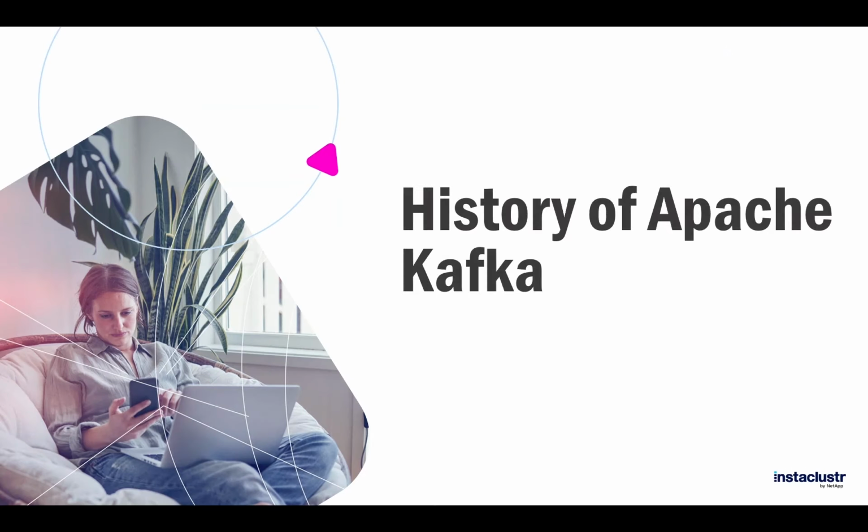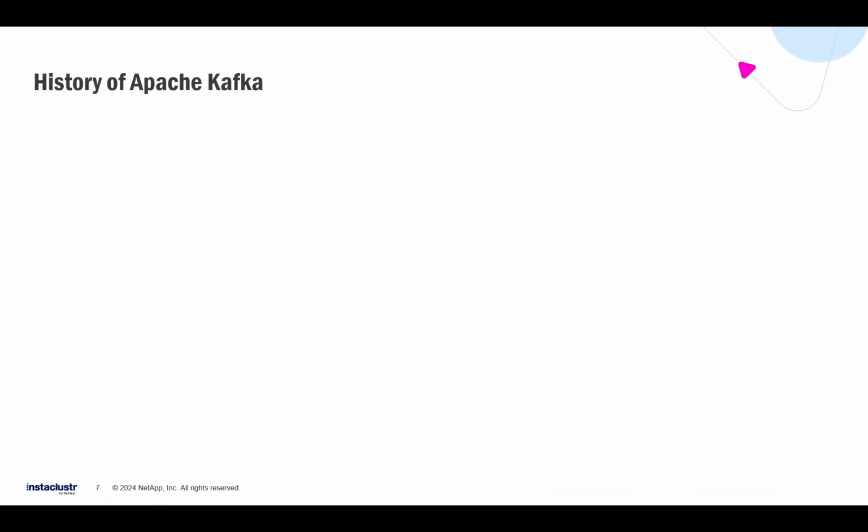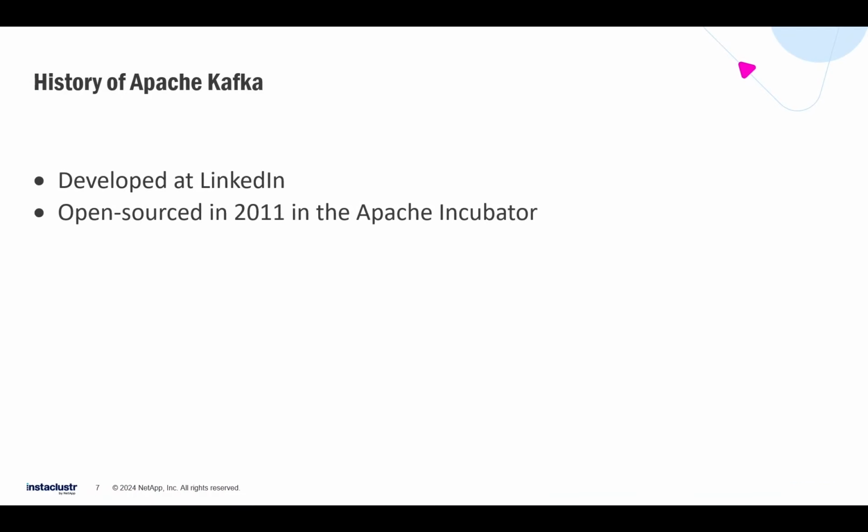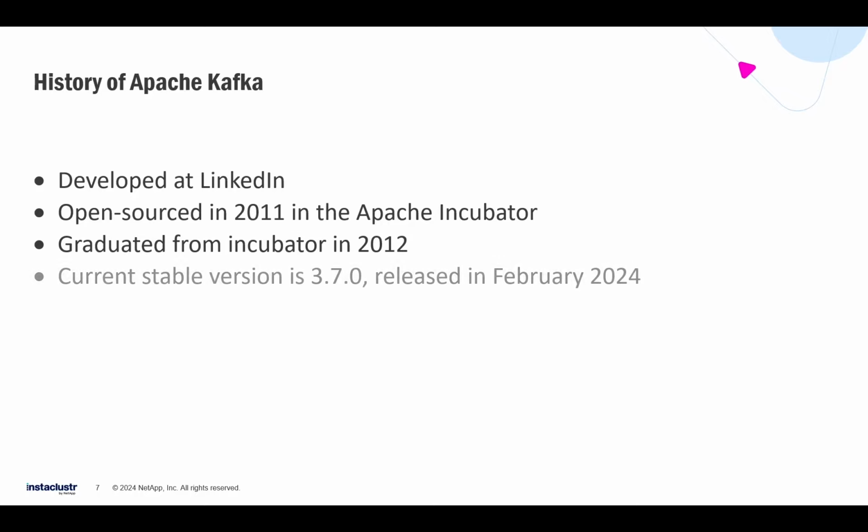Next, we'll talk about the history of Apache Kafka. Kafka was developed at LinkedIn and open-sourced in 2011 into the Apache Incubator. It then graduated from the incubator in 2012. The latest stable version is 3.7.0, released in February 2024.